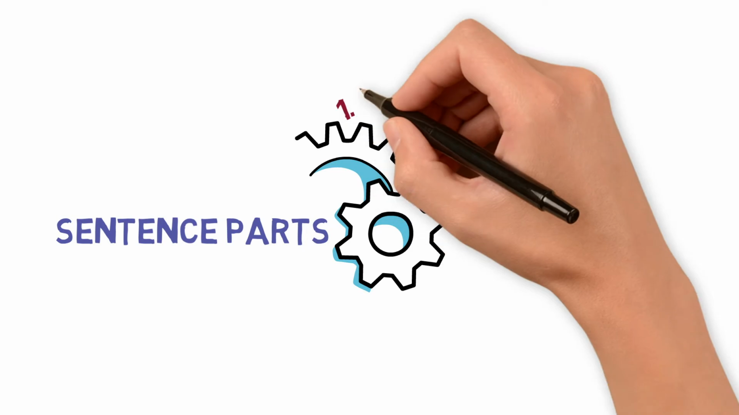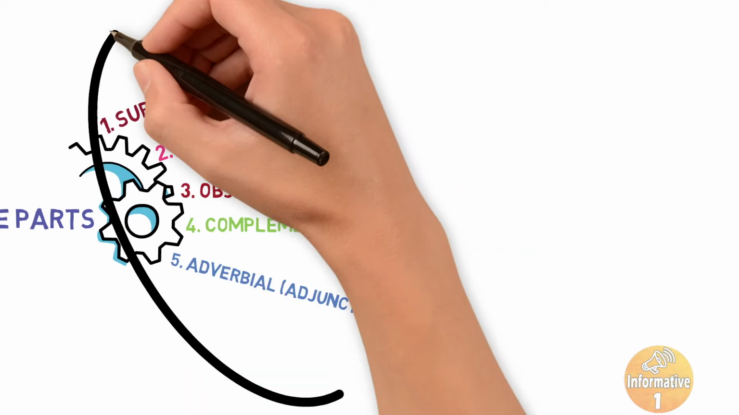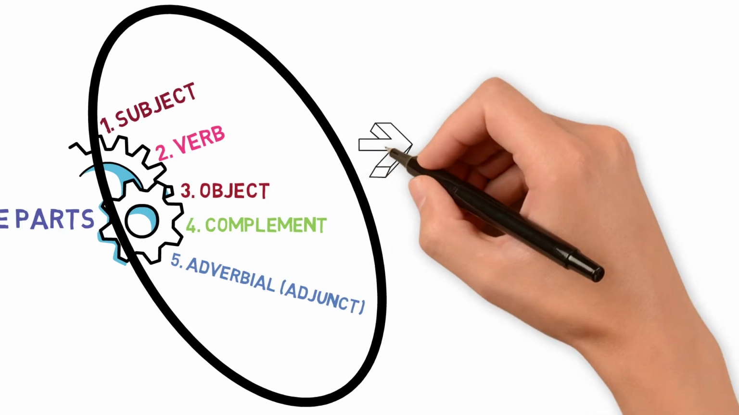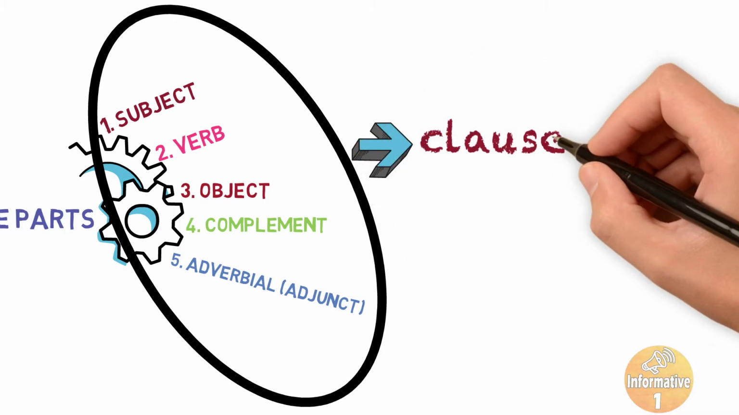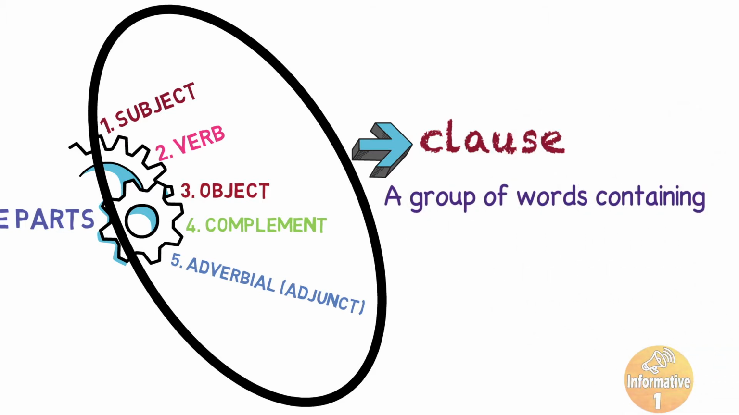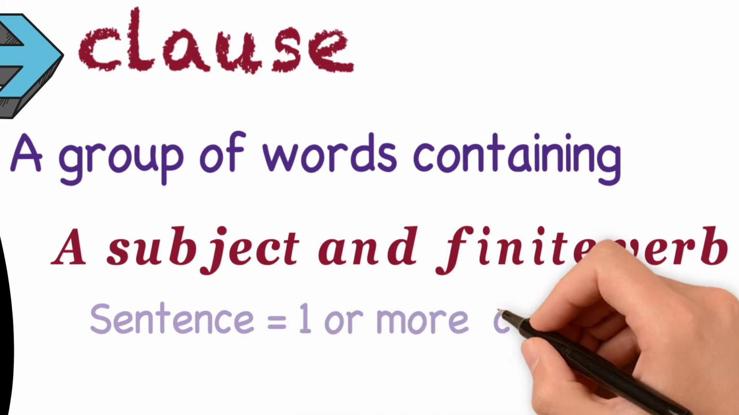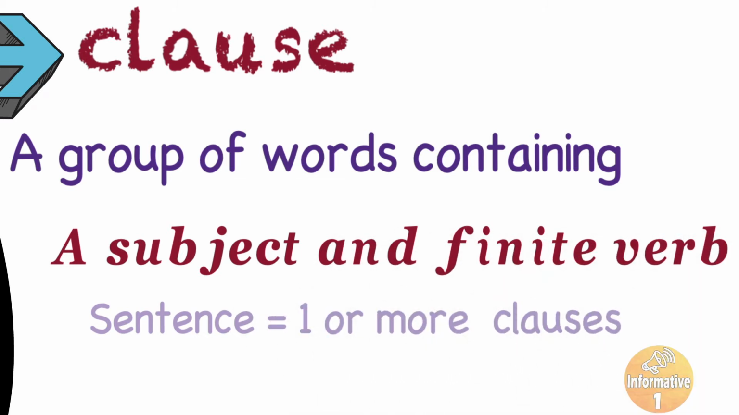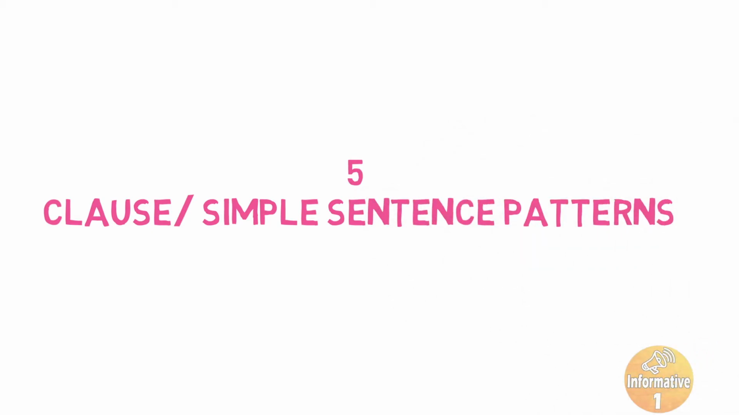A sentence may have up to 5 parts: the subject, verb, object, complement, and adverbial. These parts usually join together to form a bigger unit of language called a clause. A clause is a group of words that contains a subject and finite verb combination. A sentence is made from either one or more clauses. 5 major clause patterns are found in English.